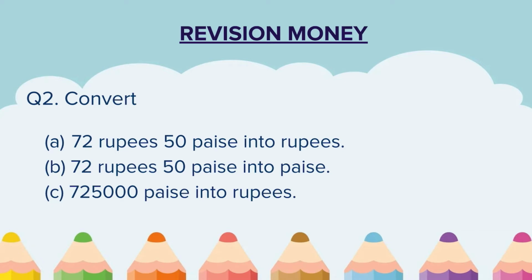Second question is convert. A. 72 rupees 50 paise into rupees. You have to convert this amount into rupees. B. 72 rupees 50 paise into paise. C. 725000 paise into rupees.